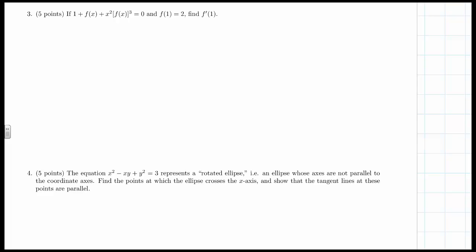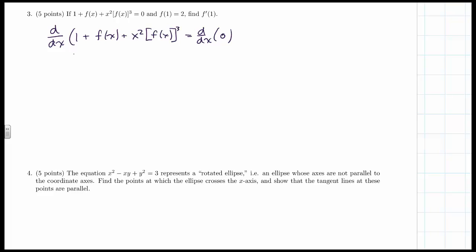Here's problem number 3 from assignment number 5. We're asked to find out what f prime of 1 is, so let's go ahead and take the derivative of this equation. The derivative with respect to x of 1 plus f of x plus x squared times f of x cubed is equal to the derivative with respect to x of 0.